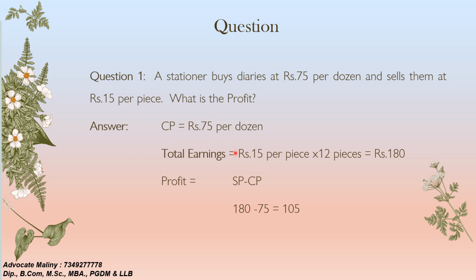which is the total earnings. Rupees 15 per piece into 12 pieces is equal to 180. So 180 minus 75 is 105. As I told you, 75 is per dozen and 15 is per piece, so 15 into 12 we have to do, which is 180, and then subtract. The units of SP and CP should be the same. This is per dozen, so this also has to be per dozen. So 180 minus 75 is equal to 105.